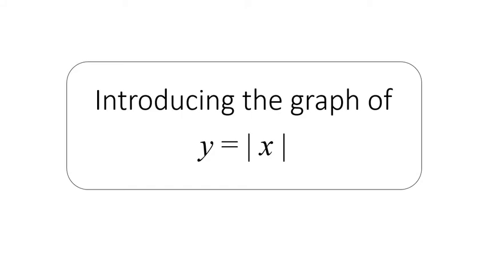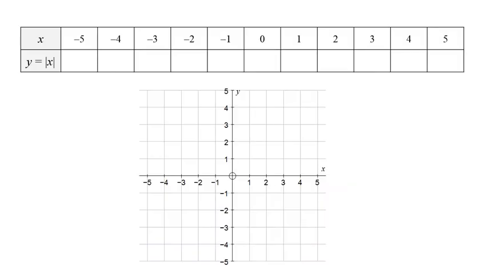Introducing the graph of y equals the absolute value, or the modulus, of x. So let's consider constructing the graph of y equals the modulus of x just by first of all plotting some points. So we'll consider this table of values and have a look at, say for example, when x equals -5, y will equal the modulus of -5, which we know to be 5. And so we can plot that point.